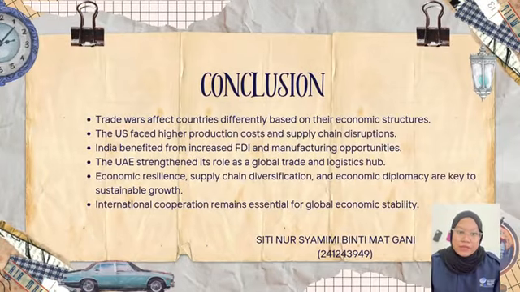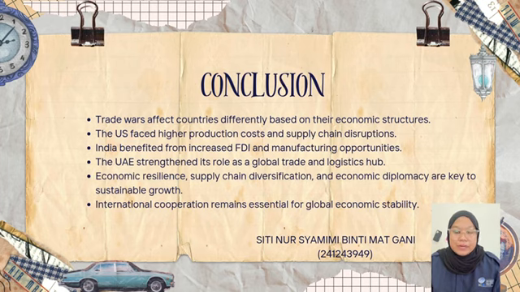Trade wars have affected countries differently. The United States faces higher costs and supply disruption, while India benefits from increased investment and manufacturing shifts. The UAE remained strong as a global trade hub through diversification. Overall, resilient supply chains, diversification, and strong economic cooperation are key to managing trade wars and ensuring sustainable growth.